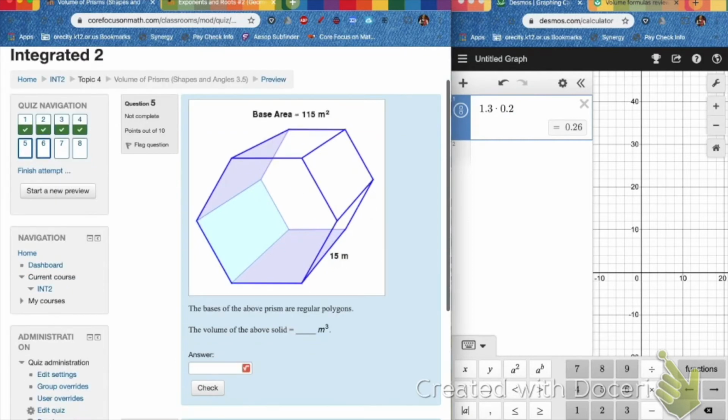Same thing for number 5. We now have a base area that they give us and a height. And thank God, because this, once again, is a hexagon. This would be really, really tough to figure out manually. We don't have to worry about that. So we have base area and height. So I'm going to simply multiply 115 by 15.